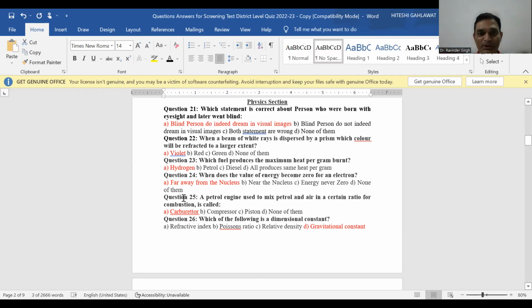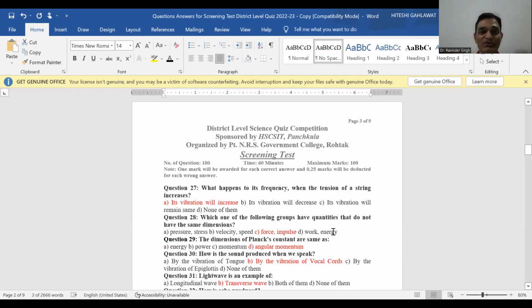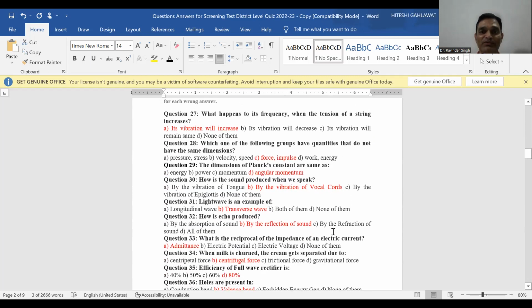Next question, number 25. The device in a petrol engine that mixes petrol and air in a certain ratio for combustion is called the carburetor. Question number 26. Which of the following is a dimensional constant? That is the gravitational constant. What will happen to the frequency when the tension of the string increases? Its vibration will increase. Question number 28, which one of the following groups has quantities that do not have the same dimension? That is force and impulse.